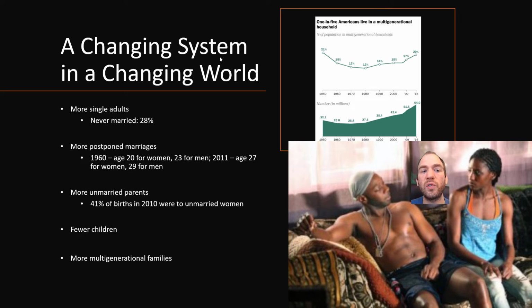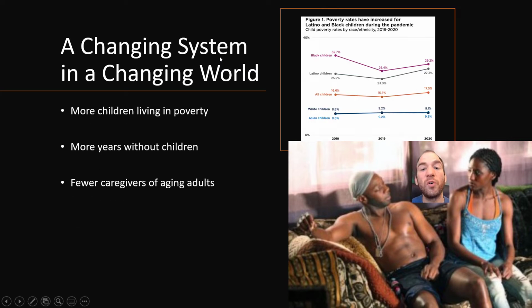There are more single adults, never married, 28%. It ranges. I've seen as high as 36%. More postponed marriages. In 1960, age 20 for women was the average age of marriage, 23 for men. In 2011, age 27 for women, 29 for men. More unmarried parents. 41% of births in 2010 were to unmarried women. There are fewer children and more multi-generational families. There are more children living in poverty, more years without children, and fewer caregivers of aging adults.